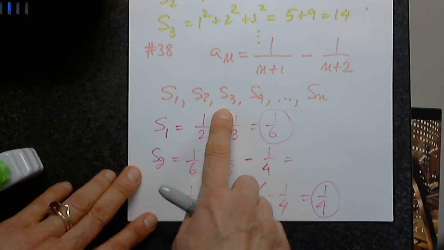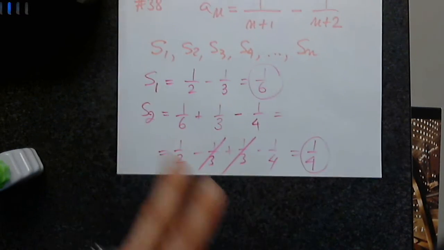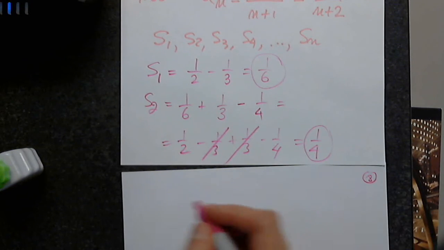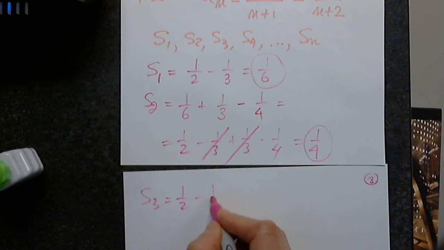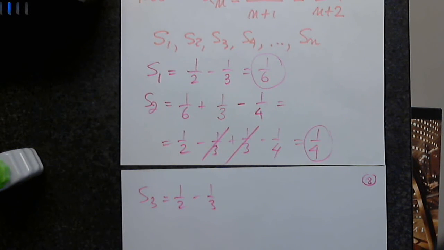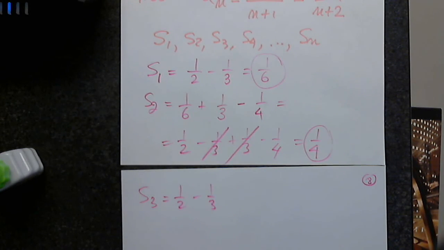Now I'm on S3. S3 is 1/2 minus 1/3. Say it again. It's not 1/4. It should be 1/6 plus 1/4, but I want to start from the beginning because terms will cancel out. But you're right. It will be 1/6 plus 1/4, and plus the next. Okay. I'm sorry. Forgive me. It will be 1/4 plus the next. Okay. Yes. Let's do that.